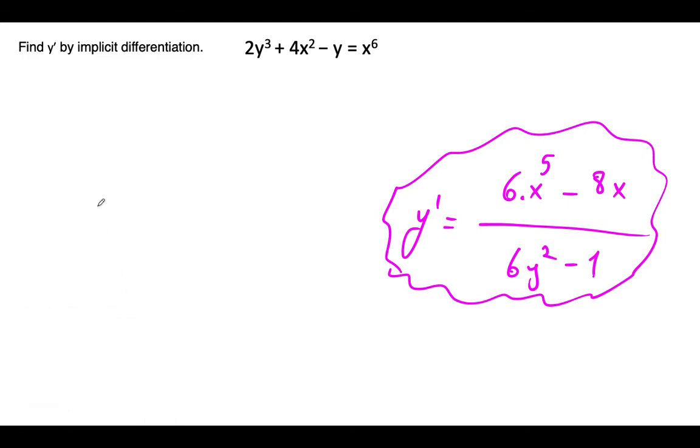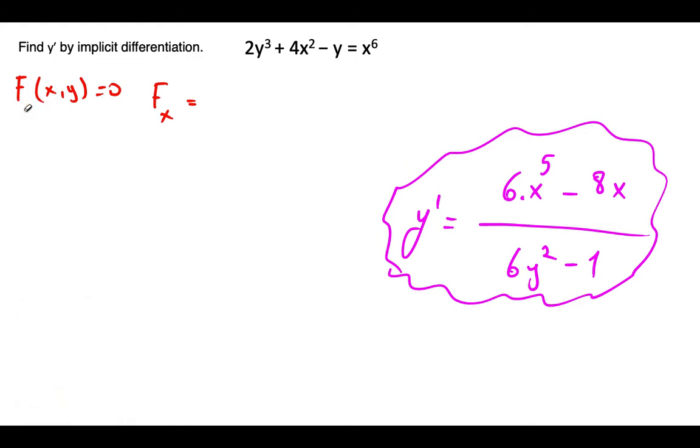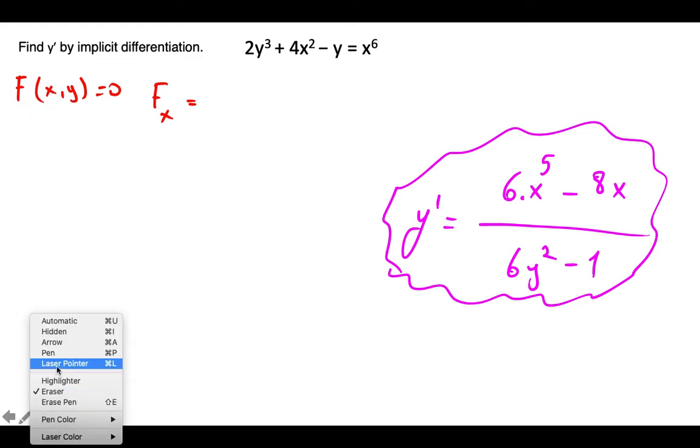The rule is this. When you have f of x comma y is equal to 0, if you are looking for the differentiation with respect to x, it is equal to, let us say this is just a function. This is implicit function definition. So the function f is depending on two things.